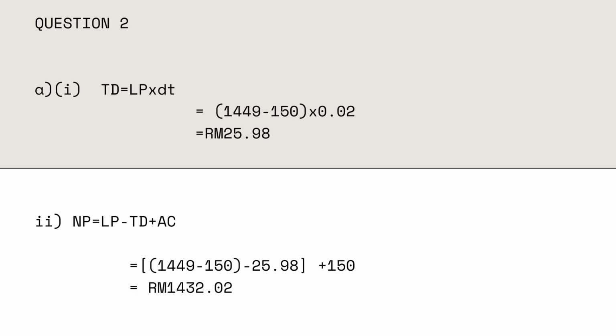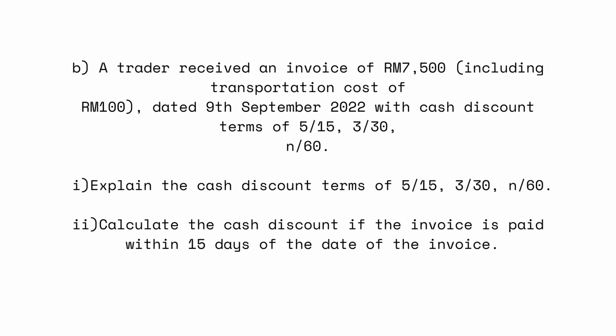Question 2. Find the net price of the electric scooter. So the formula is net price equals list price minus trade discount plus transportation cost. So the answer of this question is 1,432 ringgit 2 cents.